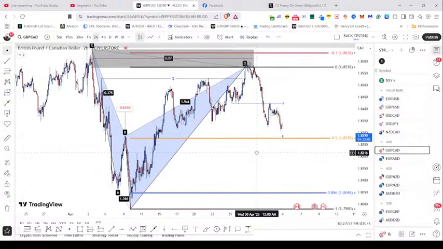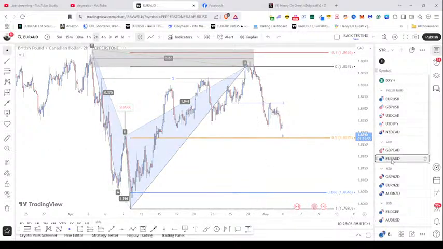Even though it's a low hanging fruit kind of setup, a low probability setup, it played out, and it played out fine. Okay, so that is that on GBP CAD.